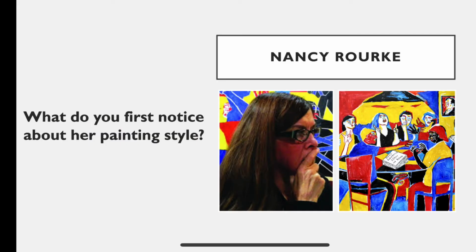All right, so we're jumping right into our artist of the day, which is Nancy Rourke. Okay, this is an artist out of Denver, Colorado. She is actually still working today. Okay, so before I say anything else, we have a question up on the screen. It says, what do you first notice about her painting style? Go ahead, Dan. What do you first notice?